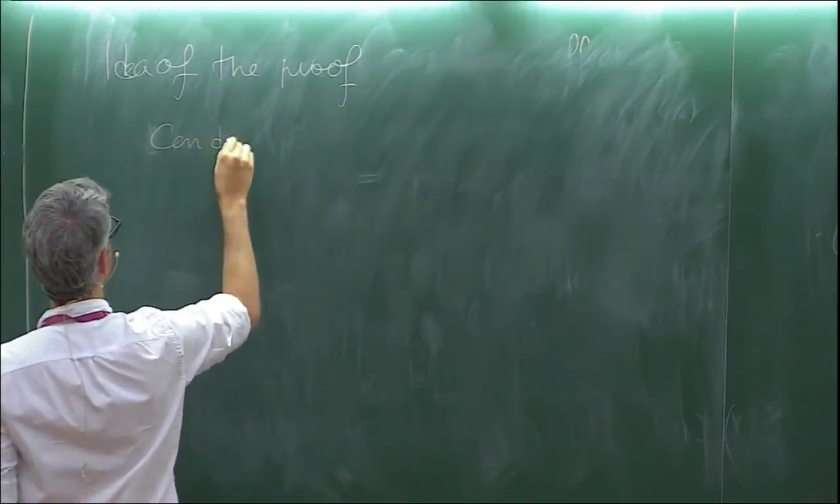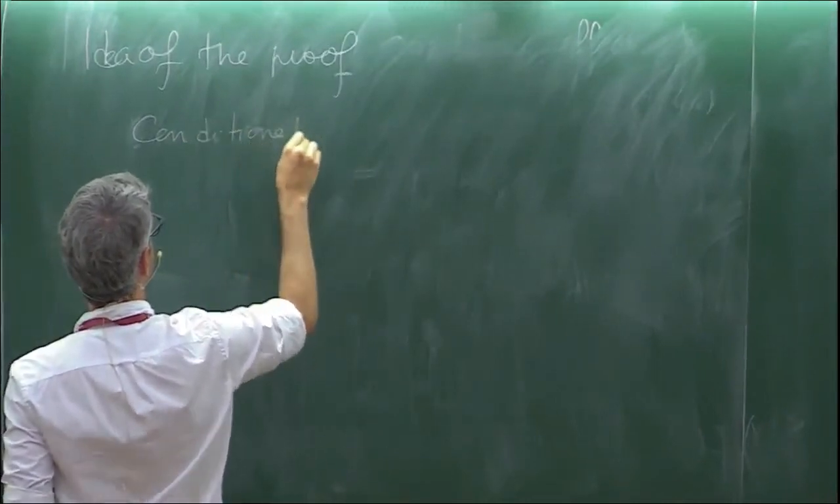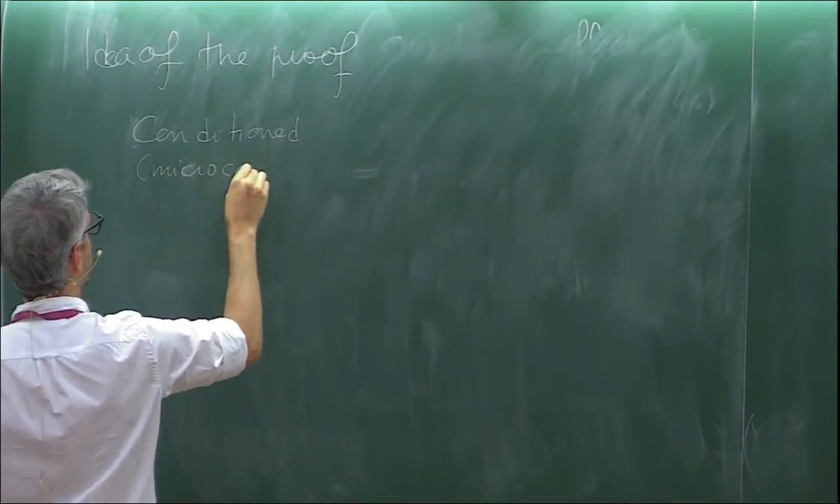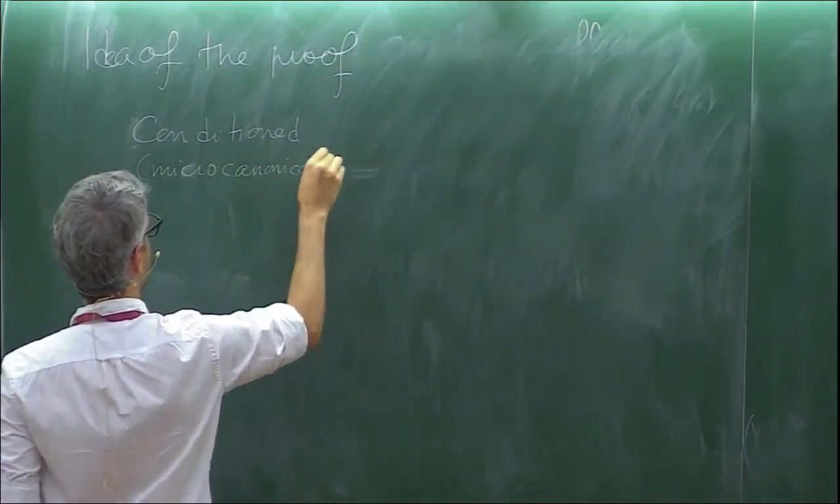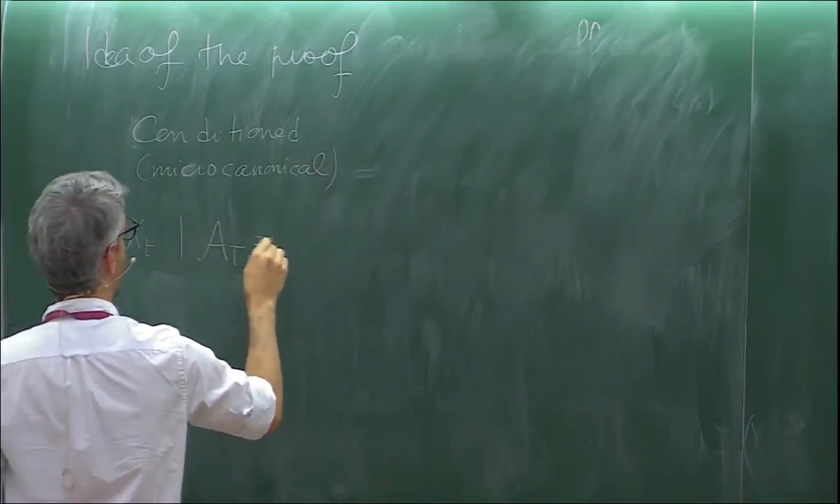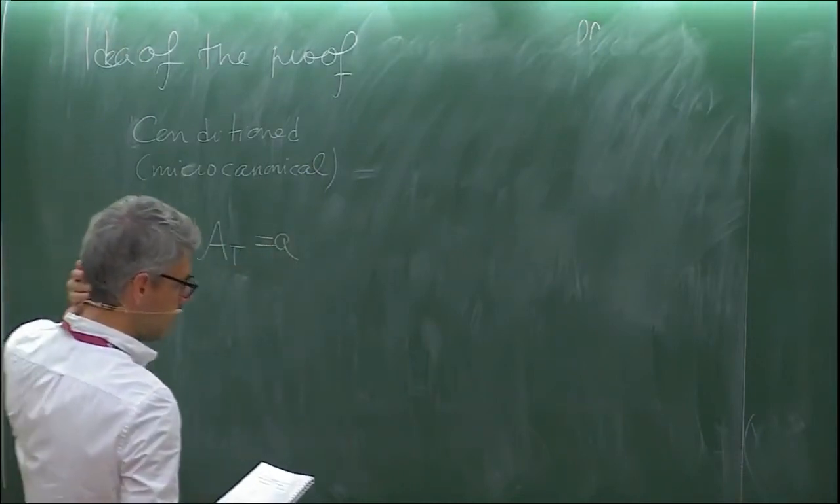So the idea of the proof is the following. Again, I'm going to put a kind of table here. So you have the conditioned here, that's the microcanonical. That's the process here, conditioned with the hard constraint on the fluctuations.